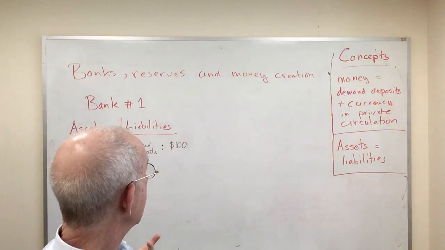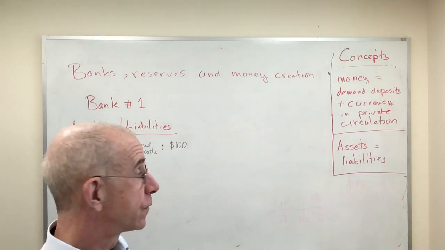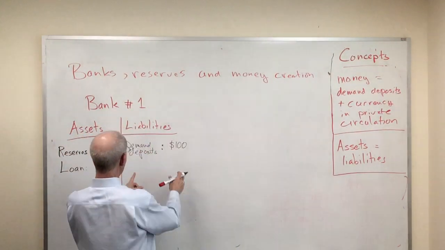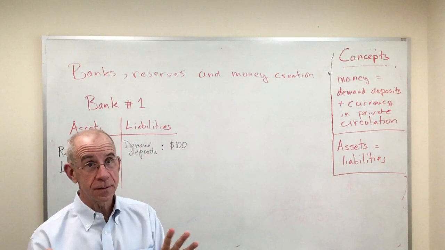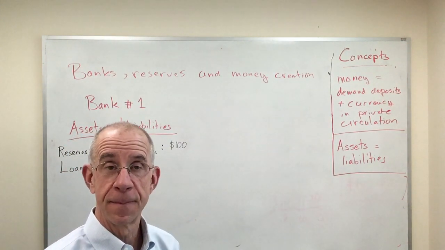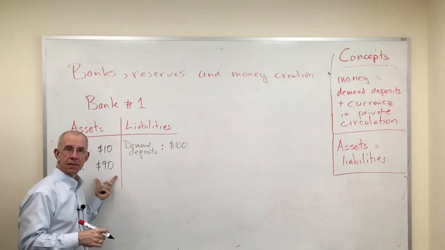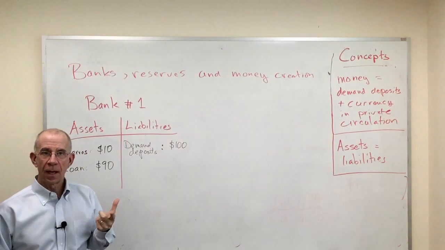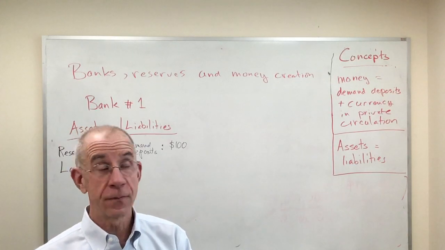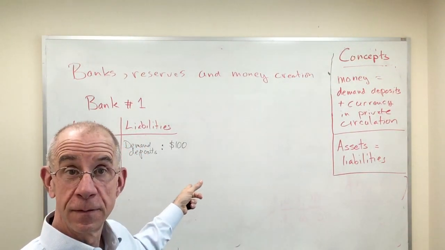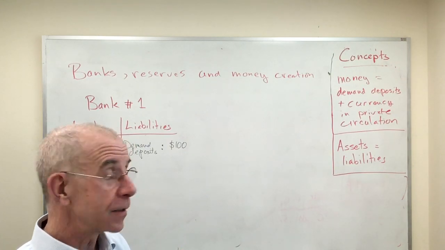Now, if you look at the money supply in that situation, based on our definition, we've got $100 in demand deposits, that's a demand deposit, plus $90 in currency that has been circulated into the economy. Now, they do have some of the dollar bills in the vault, but that's not in circulation.